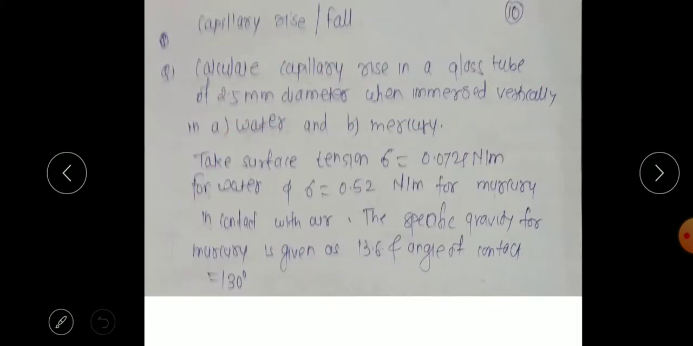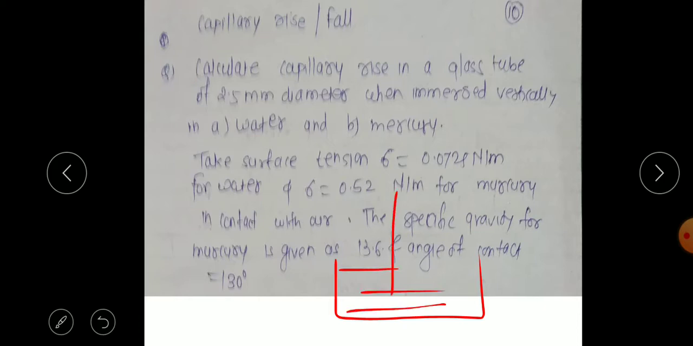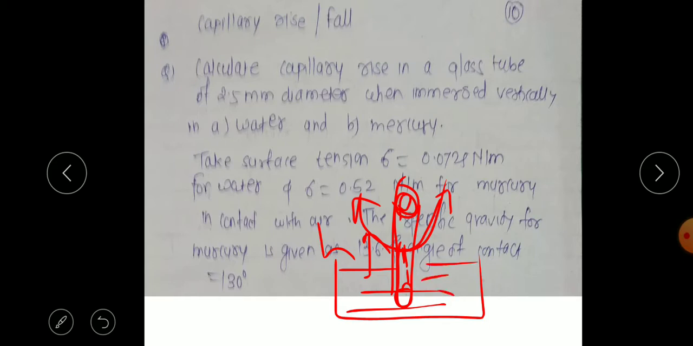Next, the last numerical we consider is on capillary rise or fall. Capillarity we have known already: if you consider a liquid and we dip a small diameter tube inside that, the liquid will rise in this tube up to a certain height. This height is known as capillary rise. The fluid rises because of the adhesive force between the tube, the glass material, and the liquid.